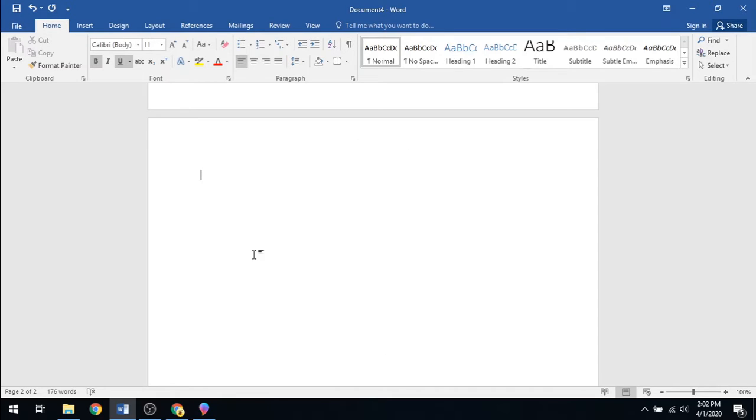thermal energy transfer. So the next type of energy transfer is called convection. And you probably have heard of this also. Convection is the transfer of thermal energy by the movement of matter.